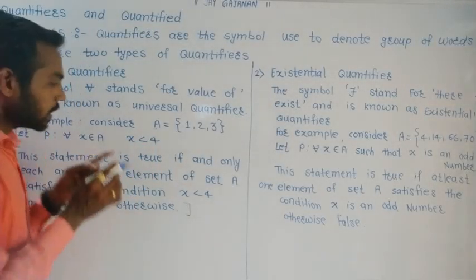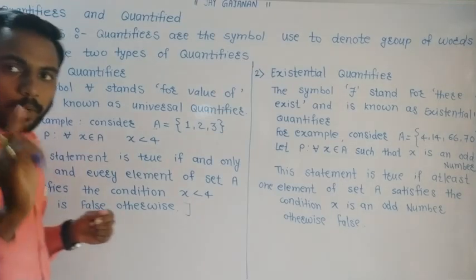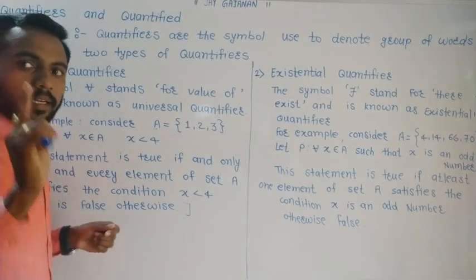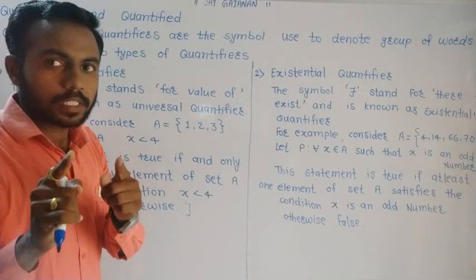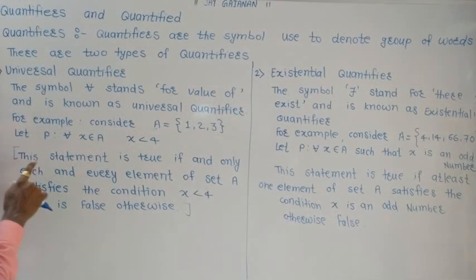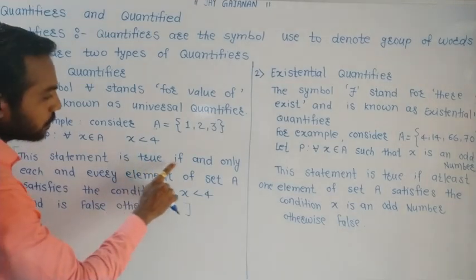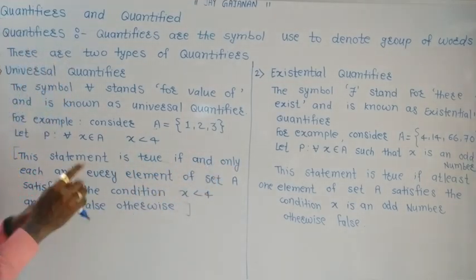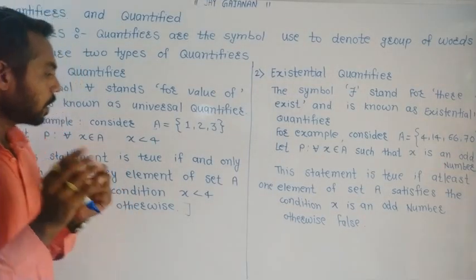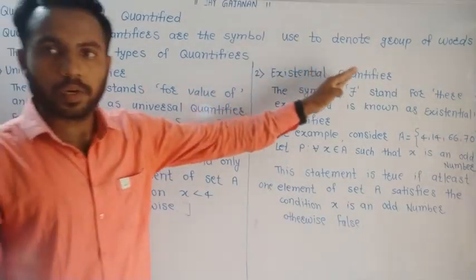Therefore, we can say the given statement is true because it satisfies the condition of the universal quantifier, and the condition of the universal quantifier is the statement is true if and only if each and every element of a set satisfies the condition. Now the existential quantifier.